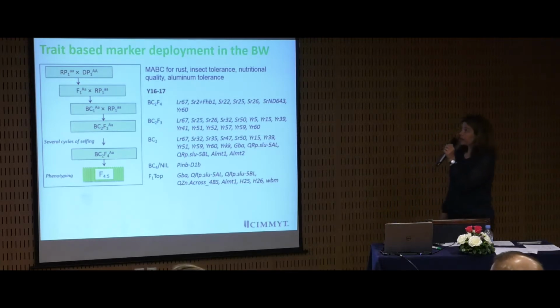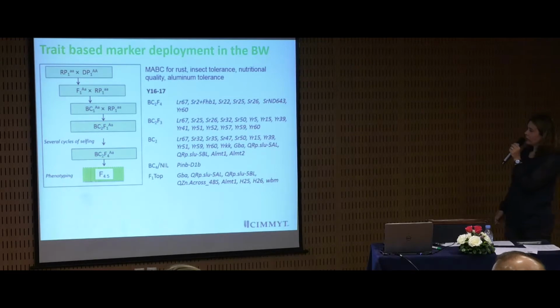Okay, this is just another example of what was introgressed recently in our durum wheat program. These are the generations that were grown in Obregon the last cycle. So it's quite a number of genes, but if you look carefully, the main genes are for disease or quality, so really major genes.